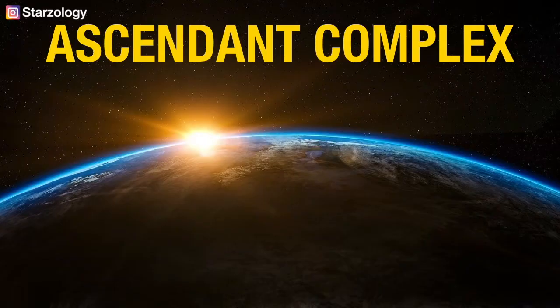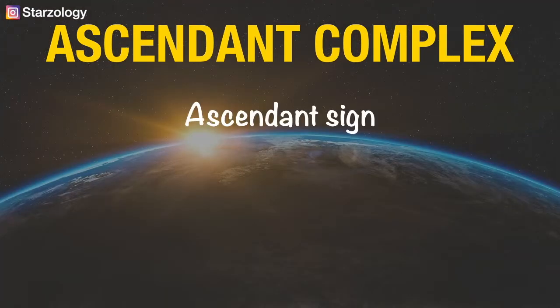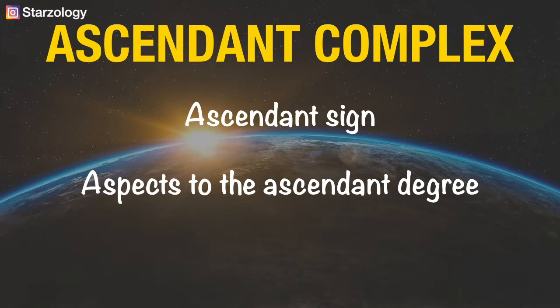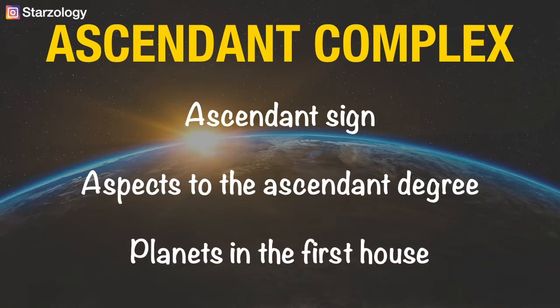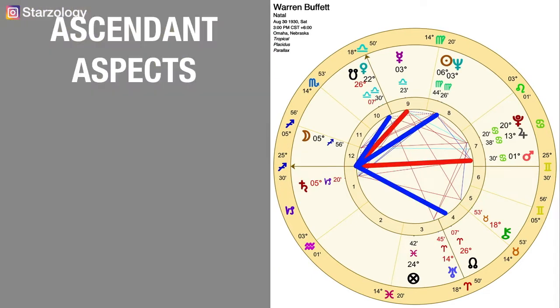So next up we are going to look at the ascendant complex. And the ascendant complex consists of the ascendant sign, any aspects to the ascendant degree, and any planets in the first house. So in his chart, the ascendant sign is Sagittarius.